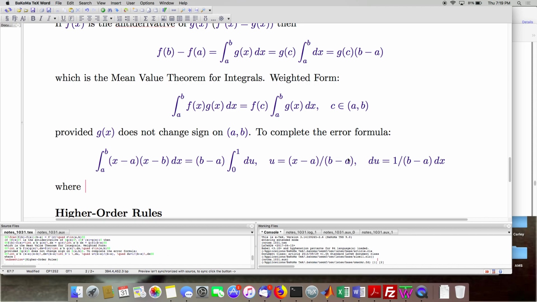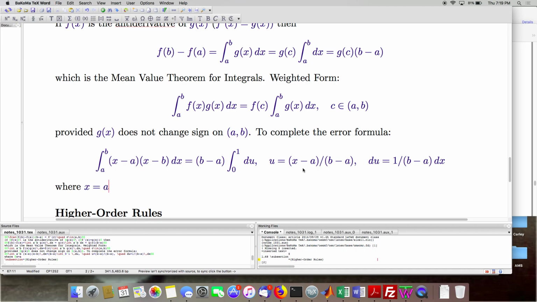I'd be inverting this transform here. So I have x is equal to a plus u times b minus a. So if I plug in u equals 0, I get a. If I plug in u equal 1, I get b. So these two transformations are inverses of each other.